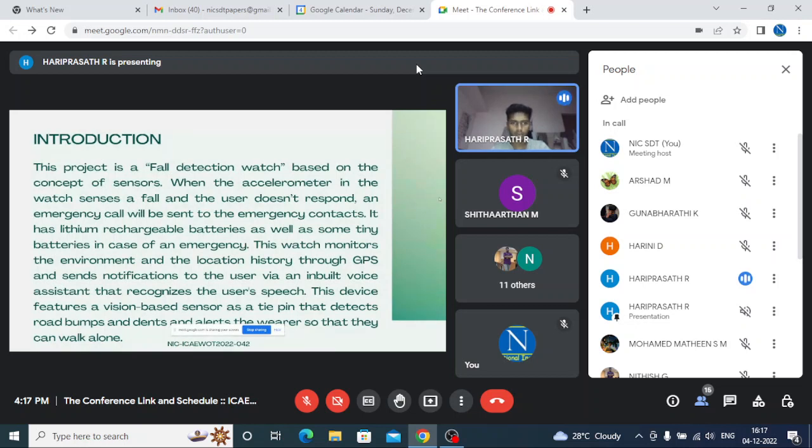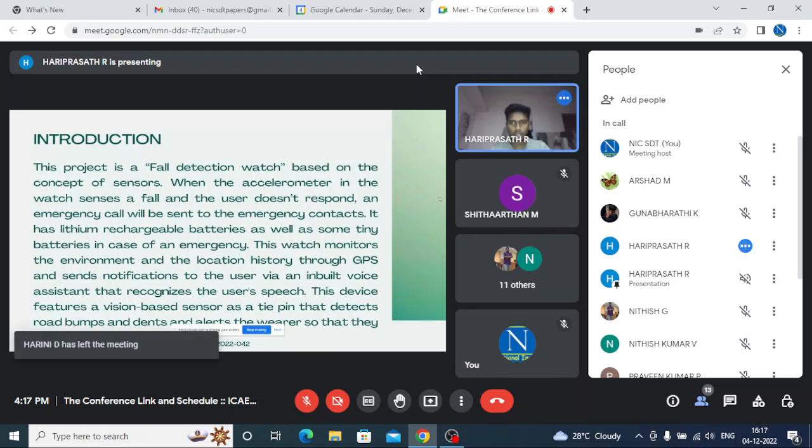This watch monitors the environment and the location history through GPS and sends notifications to the user via an inbuilt voice system that recognizes the user's speech. This device features a vision-based sensor that detects road bumps and dents and alerts the wearer so that they can walk safely.